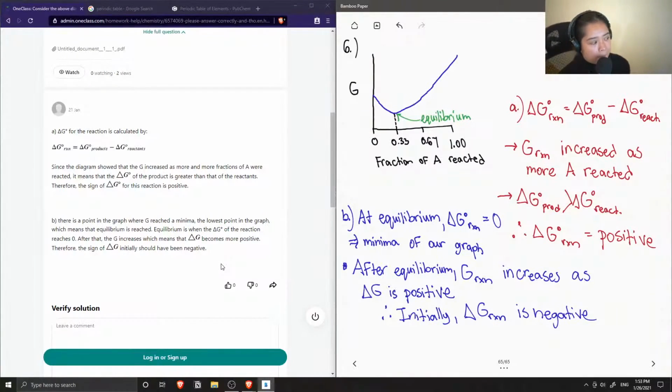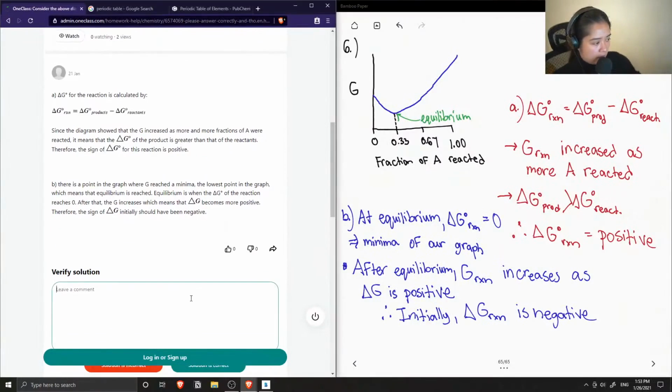Yep. And there is a point in the graph where G reached a minima, the lowest point in the graph, which means that the equilibrium is reached. Equilibrium is when the delta G of the reaction reaches 0. After that, the G increases, which means that delta G becomes more negative. Therefore, the sign of delta G initially should have been negative. Okay, so this solution is correct.